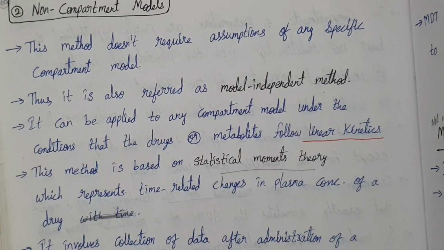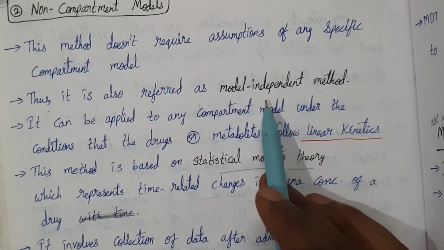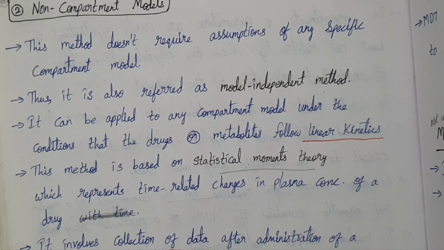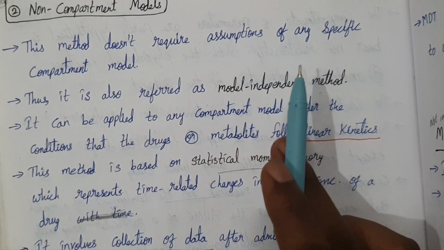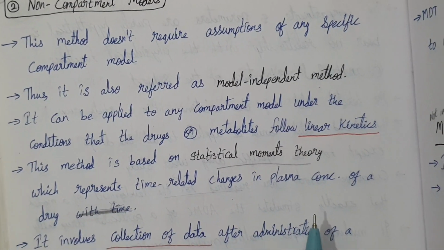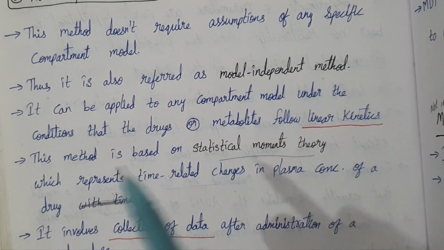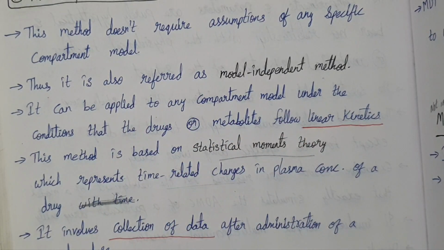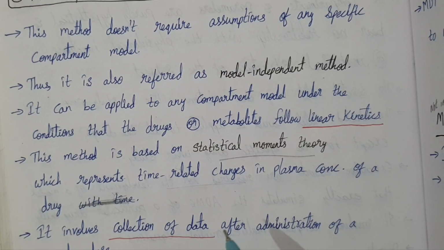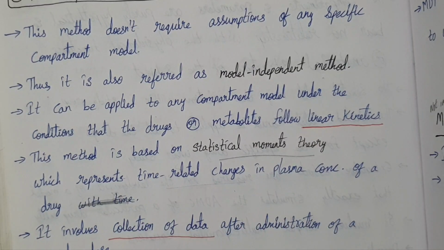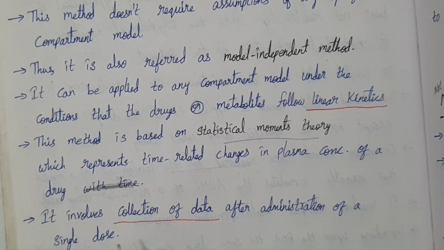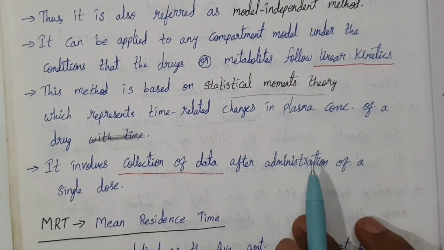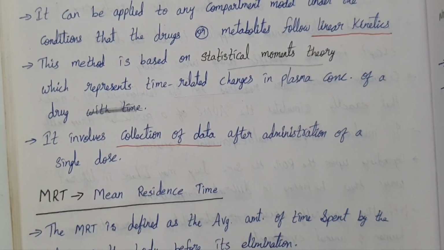This method is also called as model independent method. Why? Because we don't assume any specific compartments in the body here. We don't divide the body into central compartment and peripheral compartment. Instead, we just look at the plasma drug levels and how they change over time, and we use this statistical moment theory to describe them. It involves collection of data after administration of a single dose.